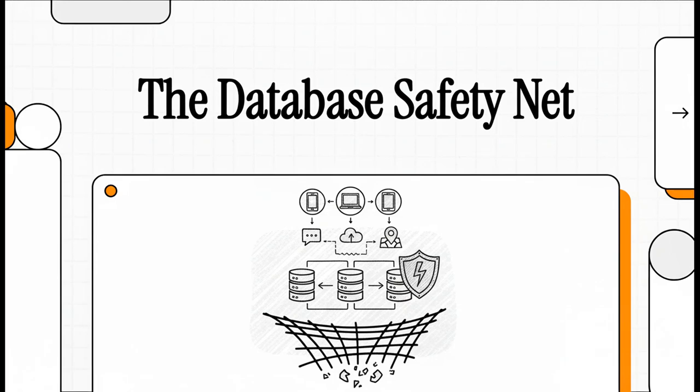All right, let's get right into it. Think about all the apps and services you use every single day. We just expect them to work, right? But behind that smooth experience, there's this hidden world of engineering designed to prevent total disaster. Today, we're going to pull back the curtain on that database safety net, a concept called high availability.